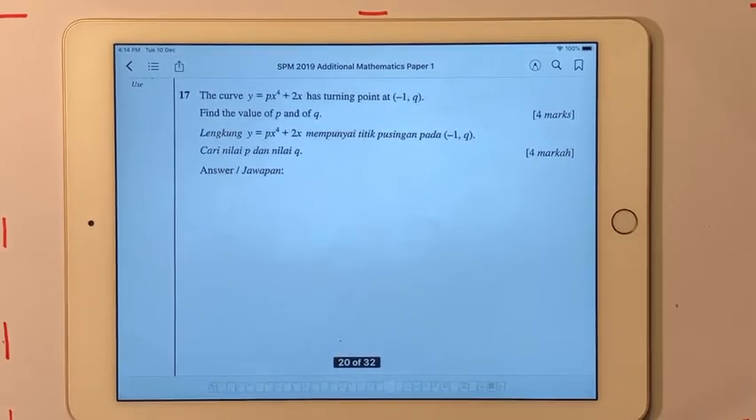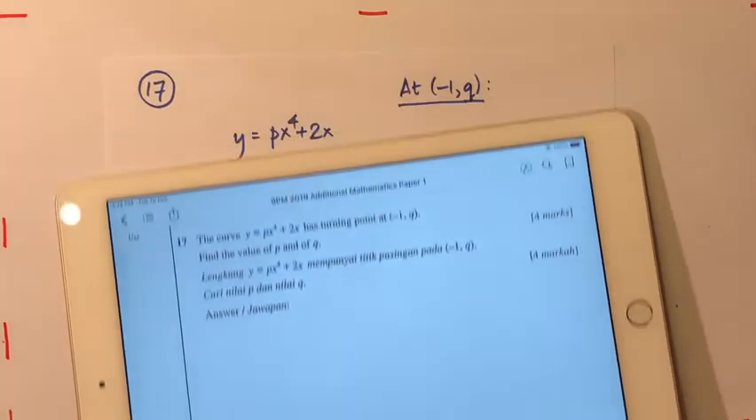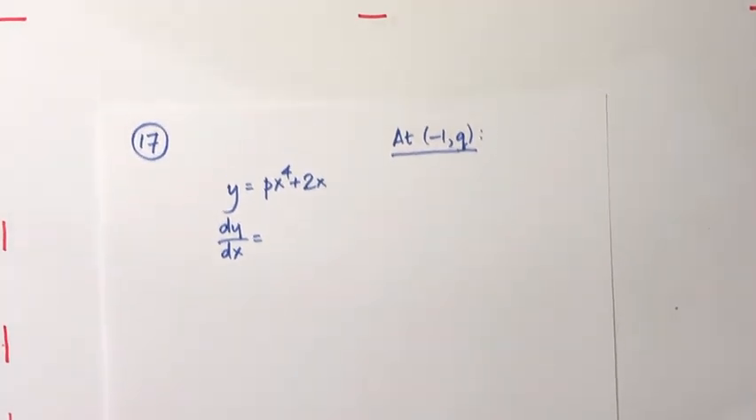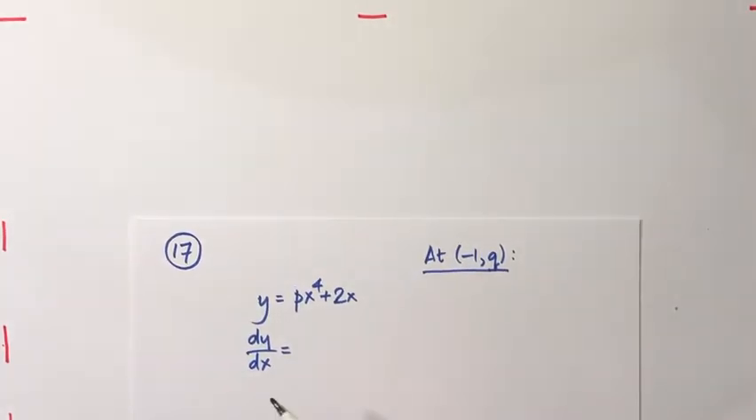Question 17. The curve y equals px to the 4 plus 2x has a turning point at (-1, q). Find the value of p and q. So we have this curve here. Let's find the derivative, dy/dx.